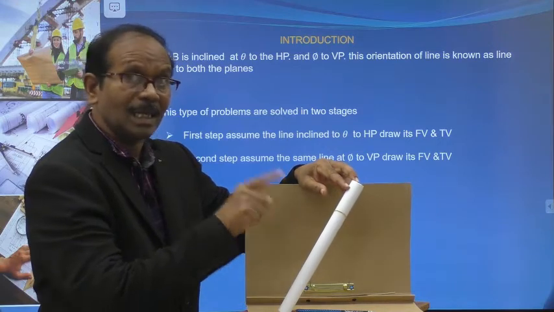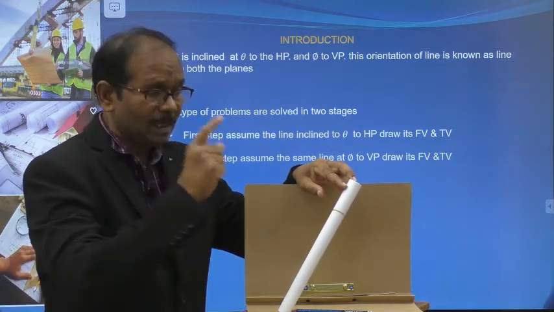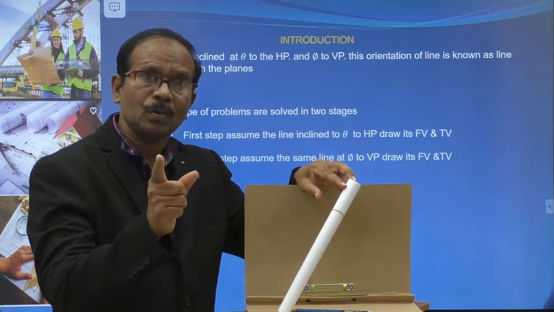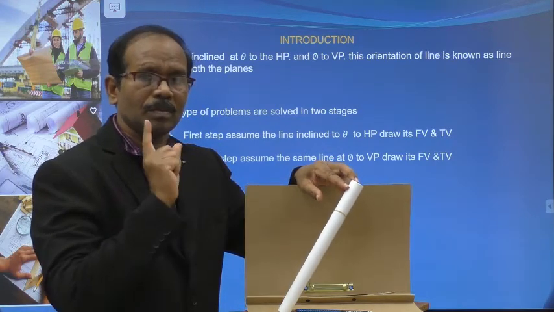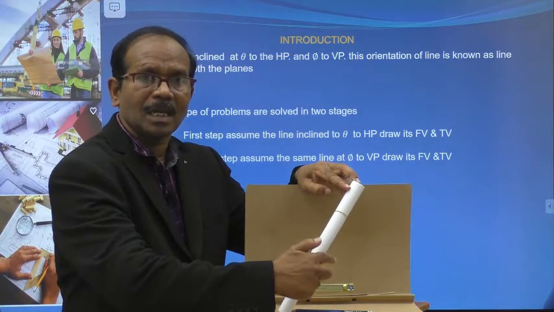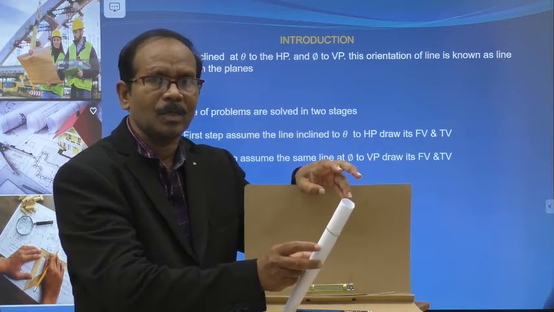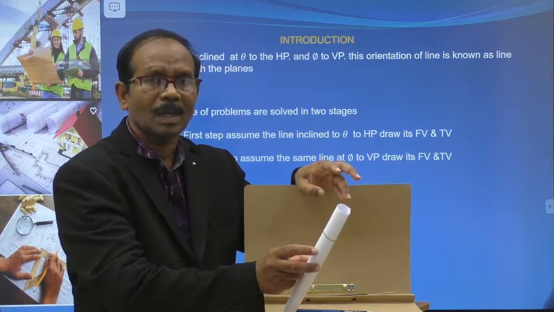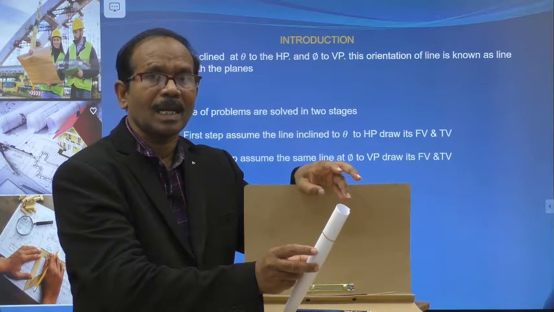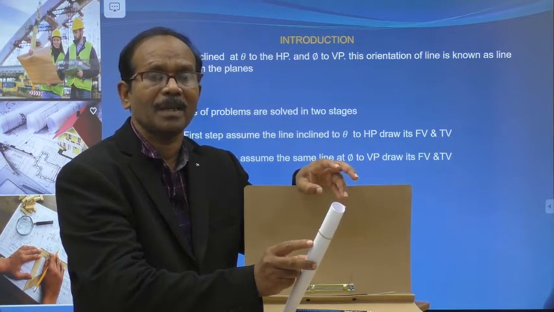Now this line is inclined to one plane only. What am I going to do? The same line I am going to tilt so that it is inclined to the VP also. Just keep this angle as it is, and tilt the line so that it is inclined to both the planes. Now this line is inclined to HP and VP.